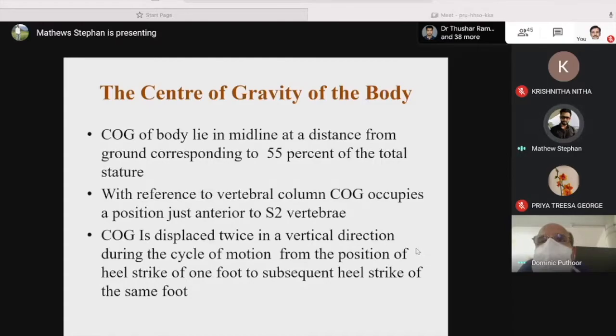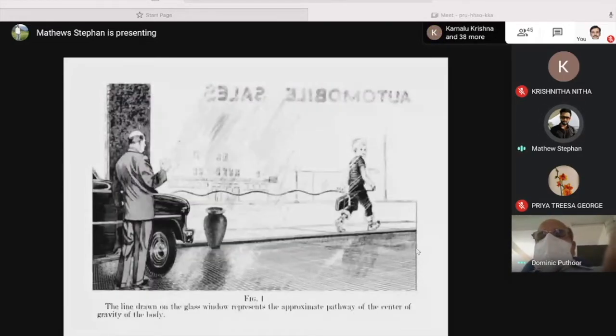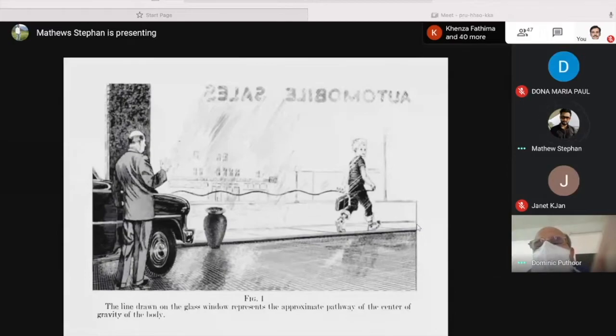Coming to the center of gravity of the body. The center of gravity of the body in the midline is at a position from the ground corresponding to 55% of the total stature. With reference to the vertebral column, the center of gravity occupies a position just anterior to the S2 vertebra. The center of gravity is displaced twice in a vertical direction during the cycle of motion, from the heel strike of one foot to the subsequent heel strike of the same foot. Here in the image, we can see the boy walking, and the curved line represents his center of gravity.